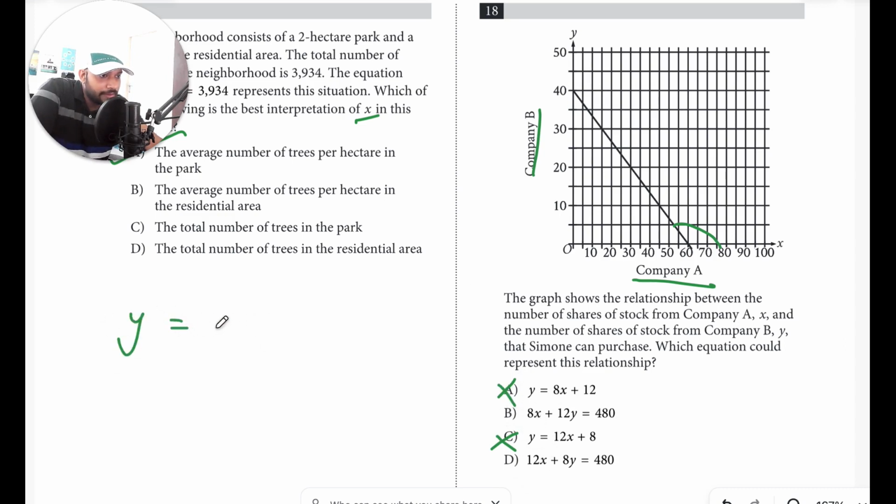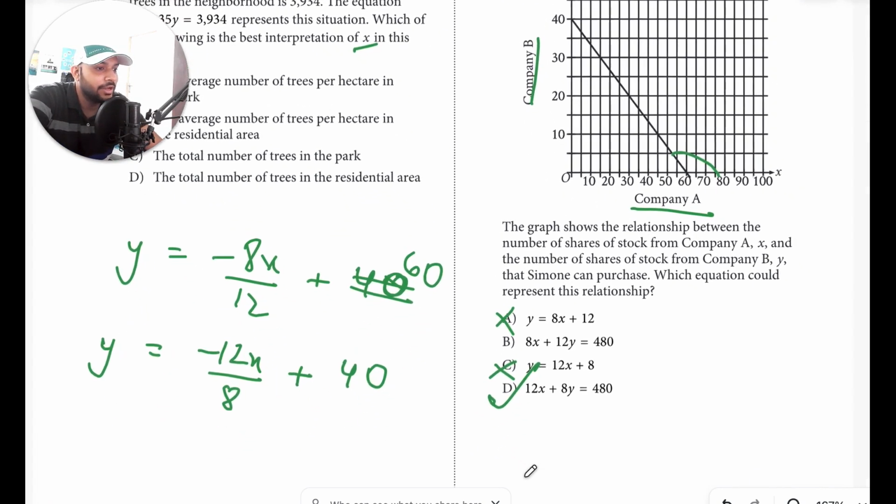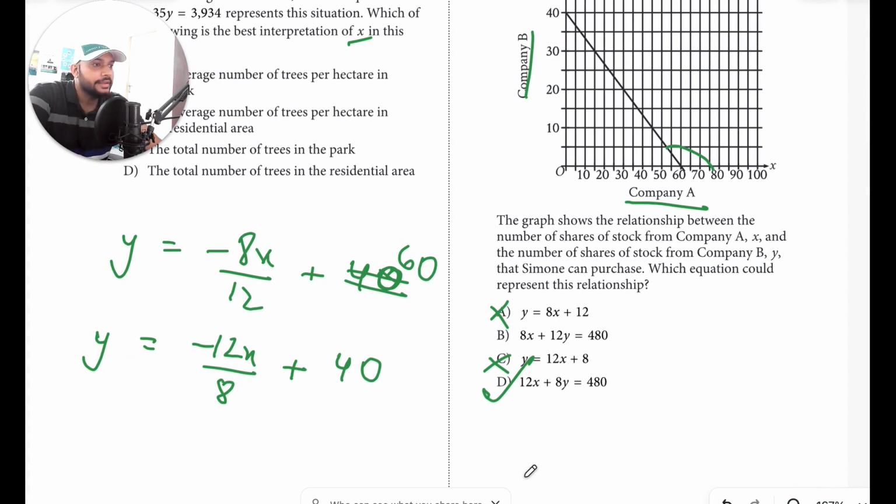B becomes y = −8x/12 + 480/8, and D is y = −12x/8 + 480/12, which is 40 again. Okay, it's pretty clear, 40 is the y-intercept. We just have option D for that. So no more checking required. Option D is the only one with y-intercept 40. Okay, let's go to the next page.